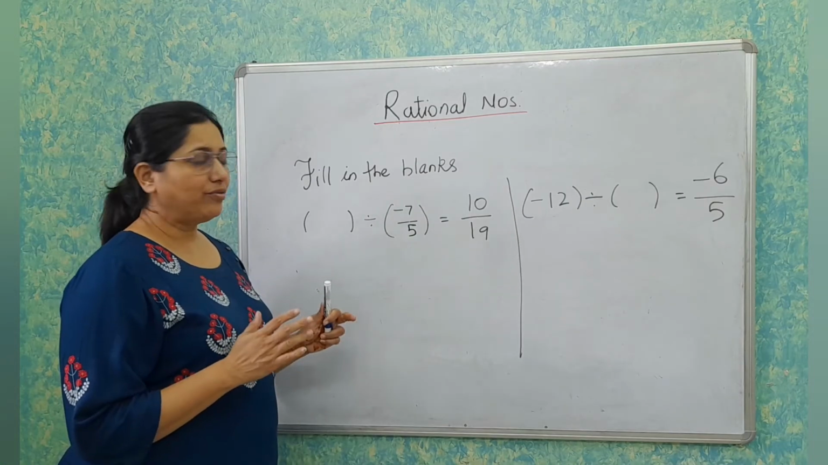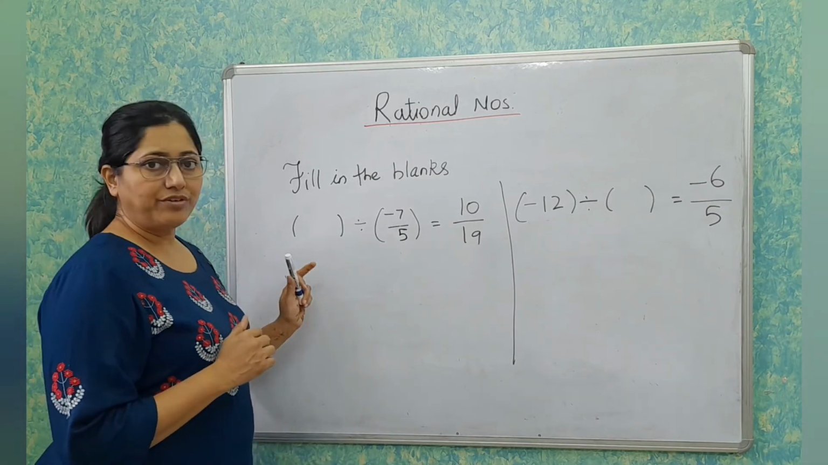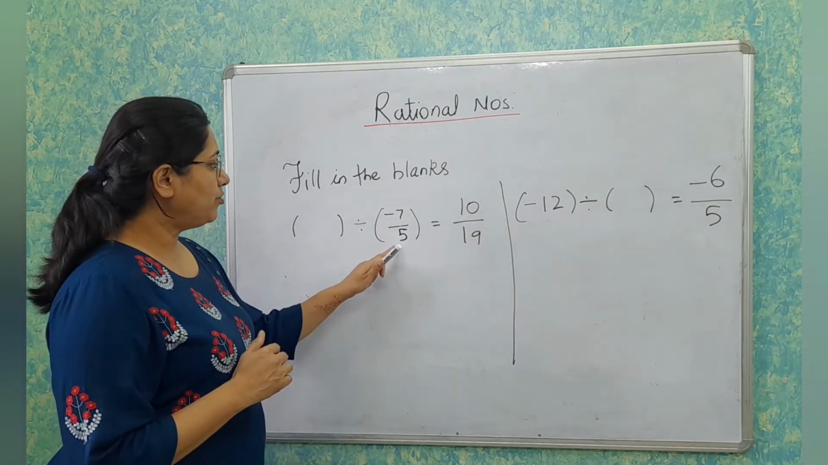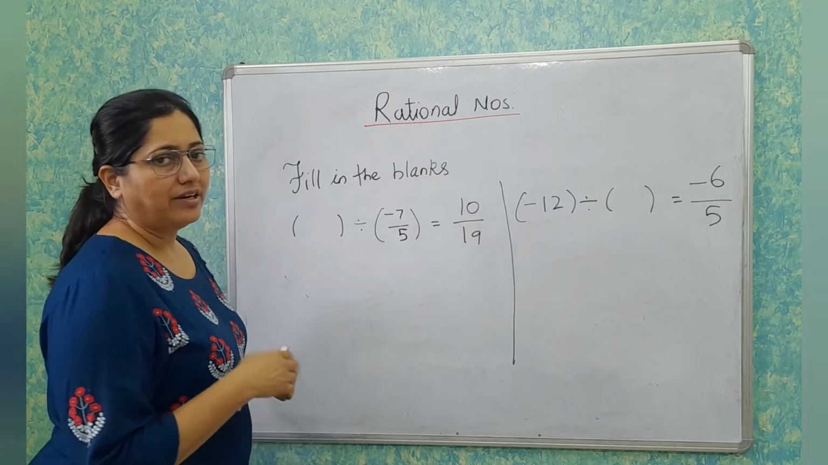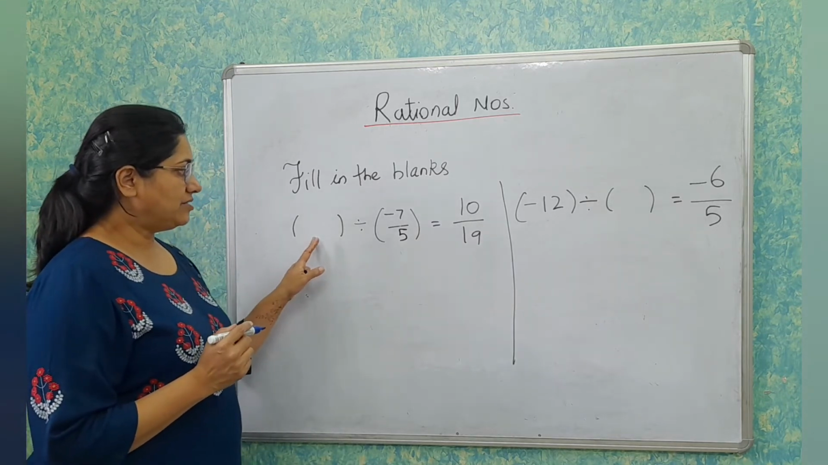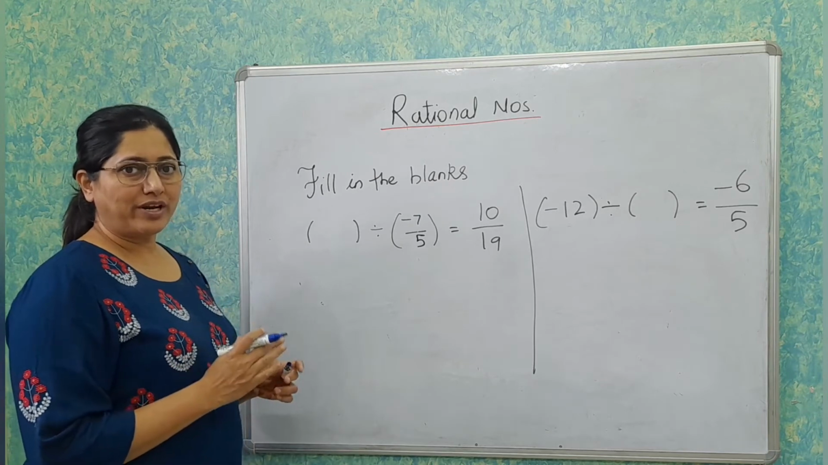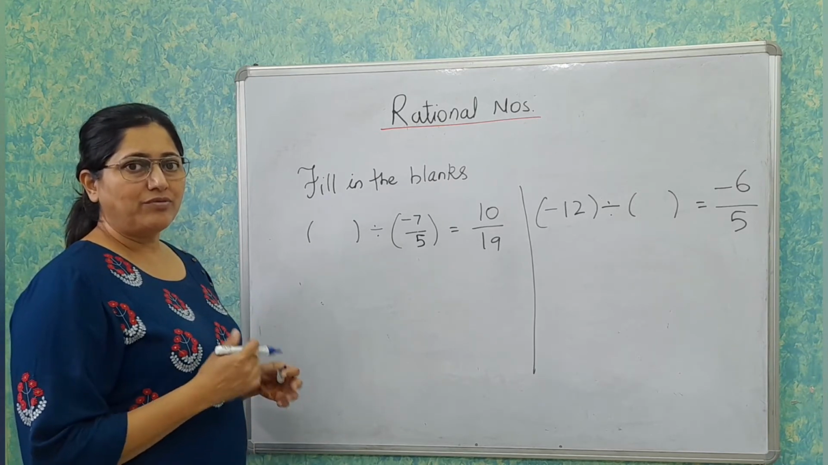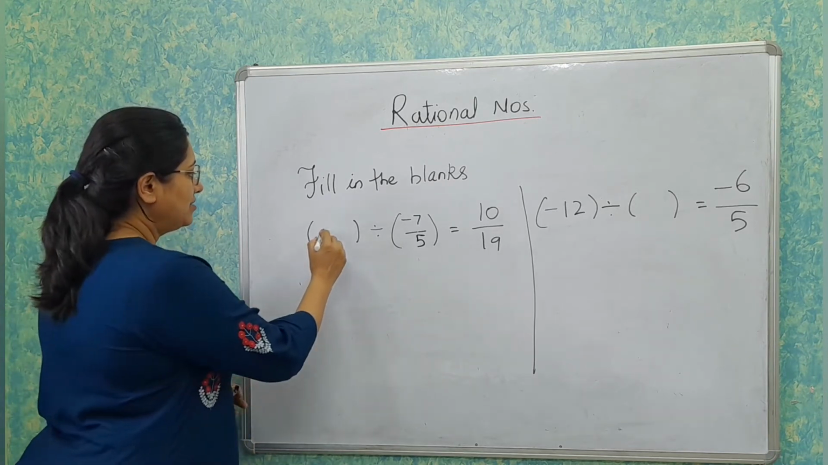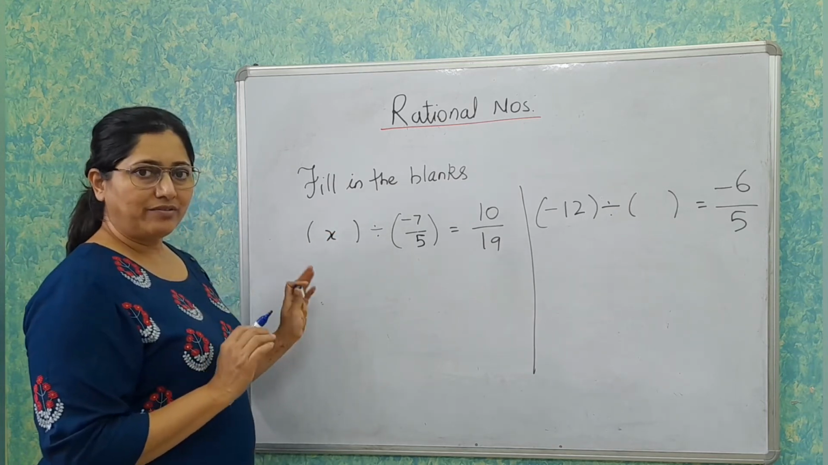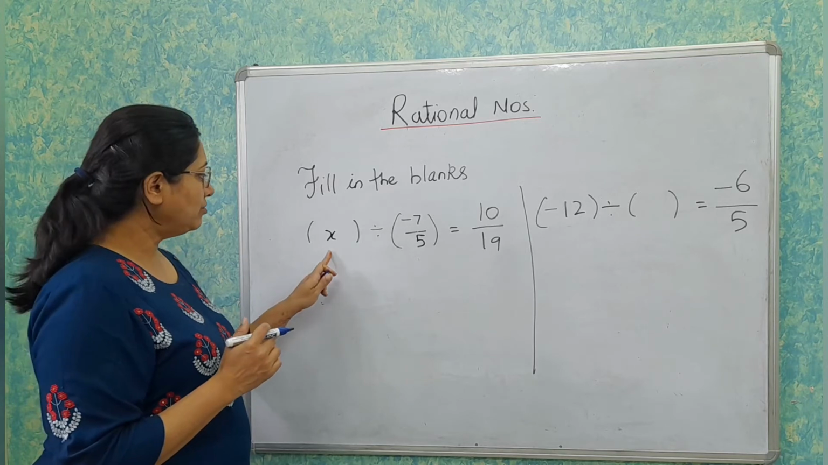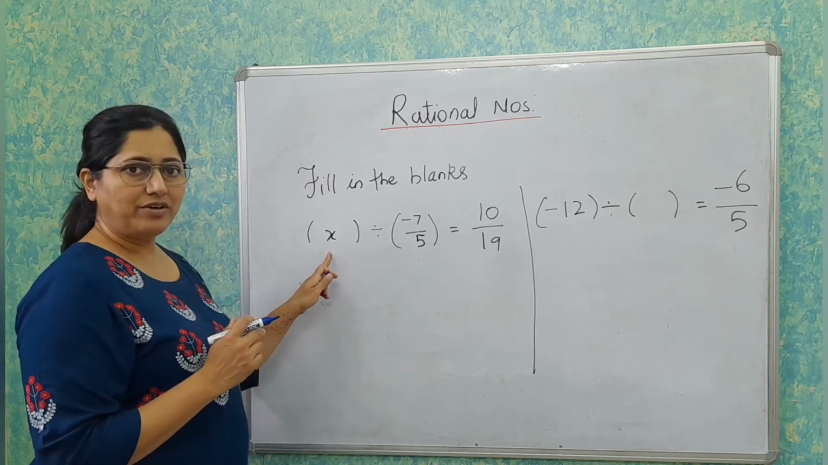Find the missing numbers. I have to divide a number by minus 7 upon 5 so that the answer would be 10 upon 19. And I don't know what the number is. And you know that whenever we have to find any unknown variable, we can assume it as x. So I can say x. Now the second rule, whenever we have to find the value of any unknown variable, we always leave it alone.